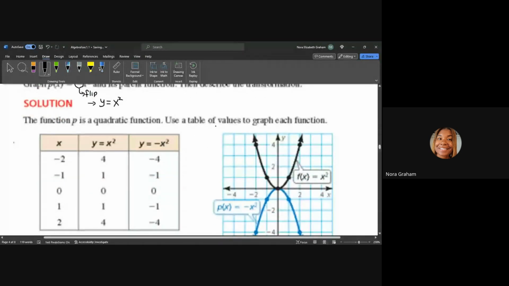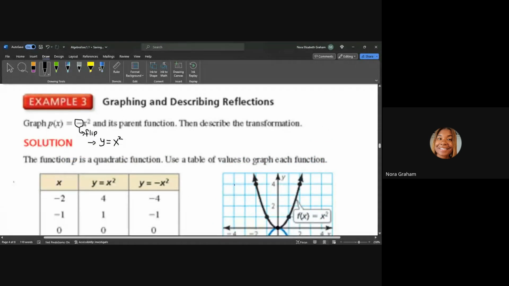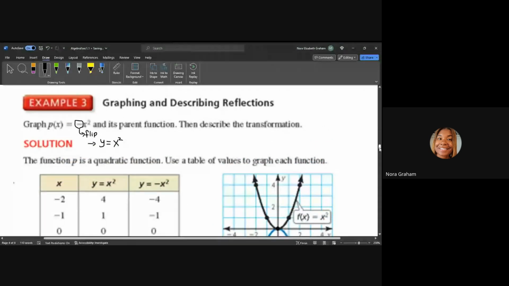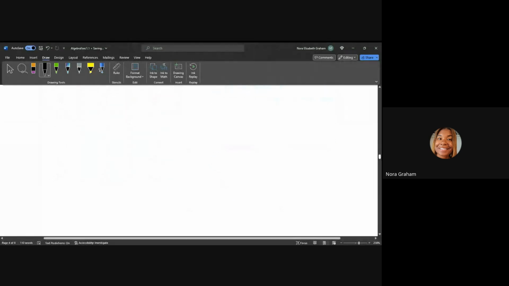So our parent function, y equals x squared, is just a parabola starting at the origin with a slope of 1, so that goes up. Now, all we have is that negative being multiplied by our x squared. So that's going to cause a flip over the x-axis, which we did. A flip over the x-axis. That's what this negative caused. And we're going to see some more examples of those later.